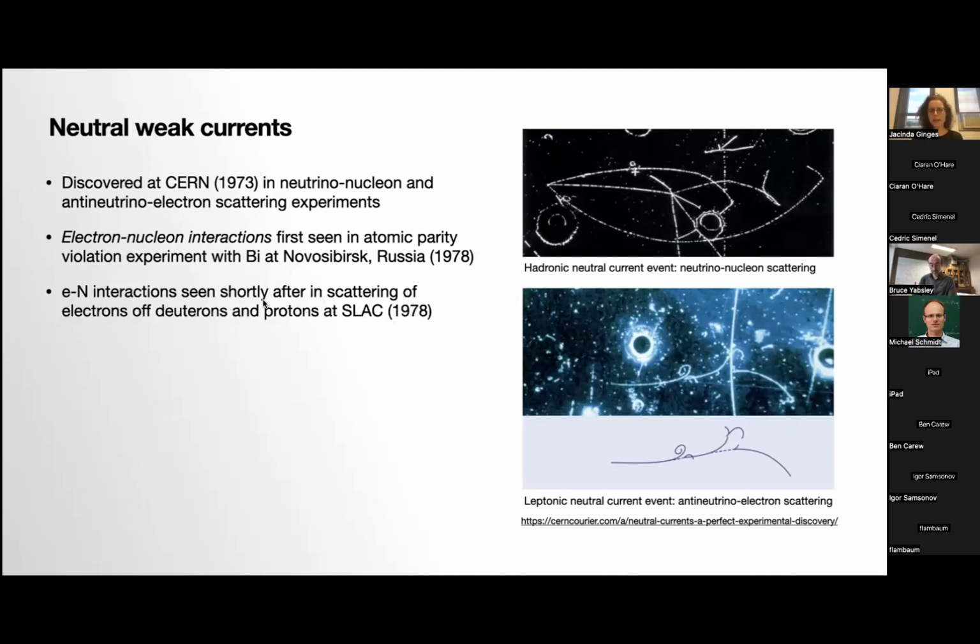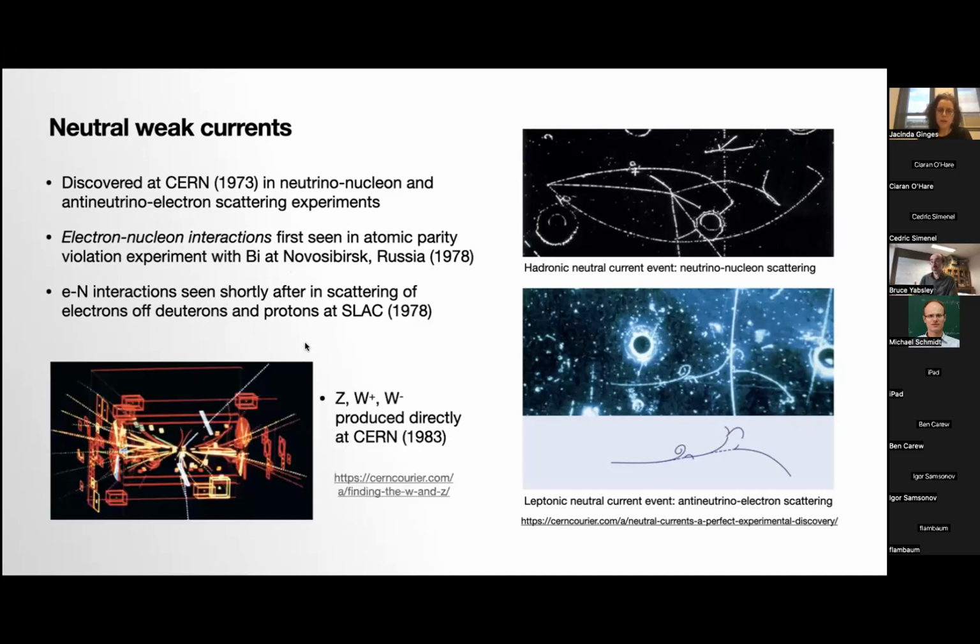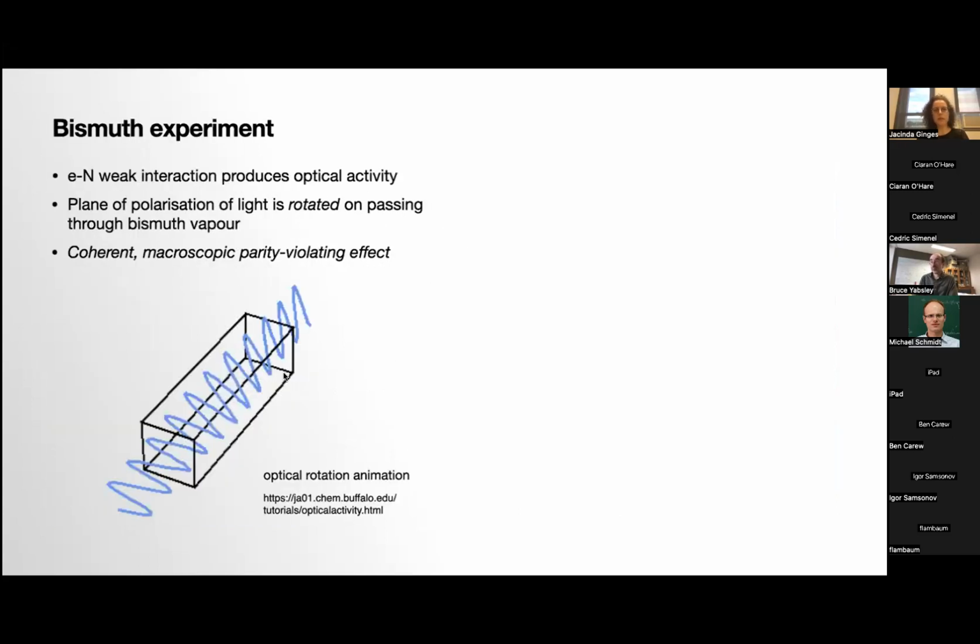And it was only later that the electron-nucleon neutral weak currents were seen in scattering experiments at the Stanford Linear Collider. As we know, of course, it was later still that the actual Z boson and the other weak bosons were directly produced. So atomic parity violation played an important role in confirmation of the standard model early on, and has continued to play a role since then, as I will illustrate.